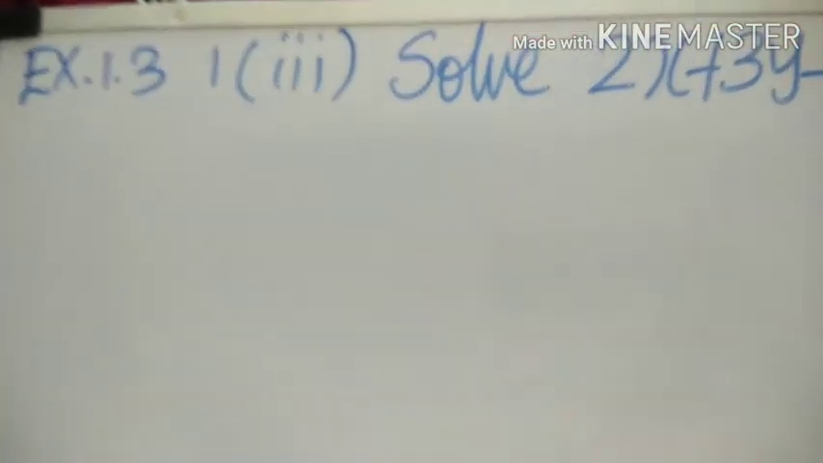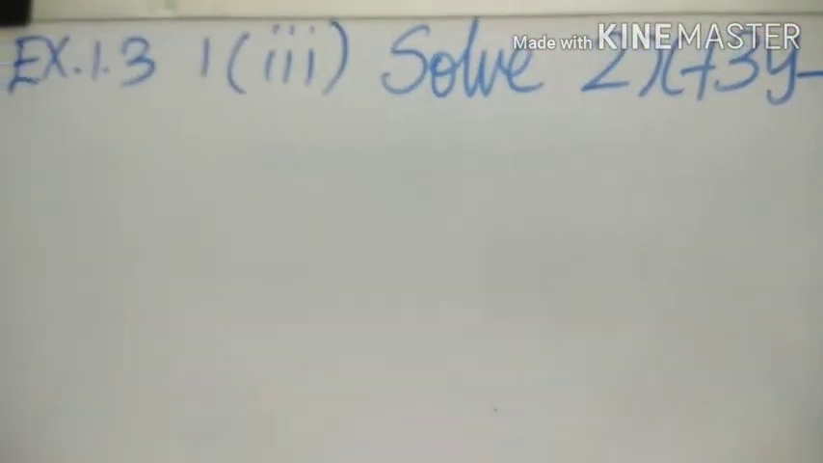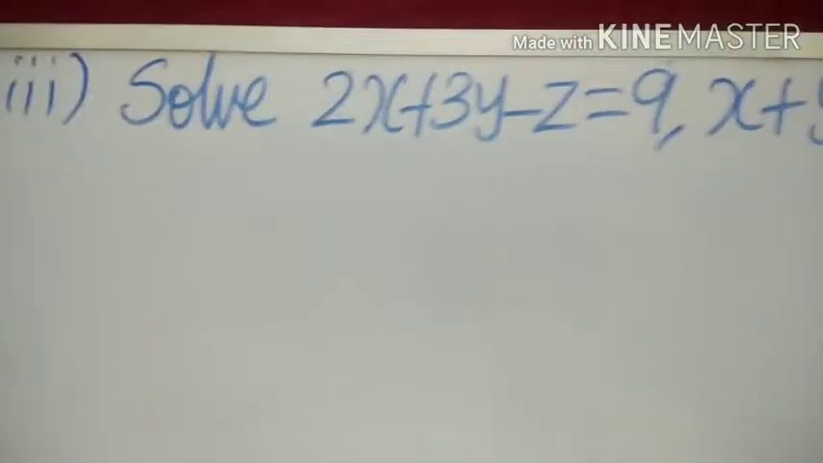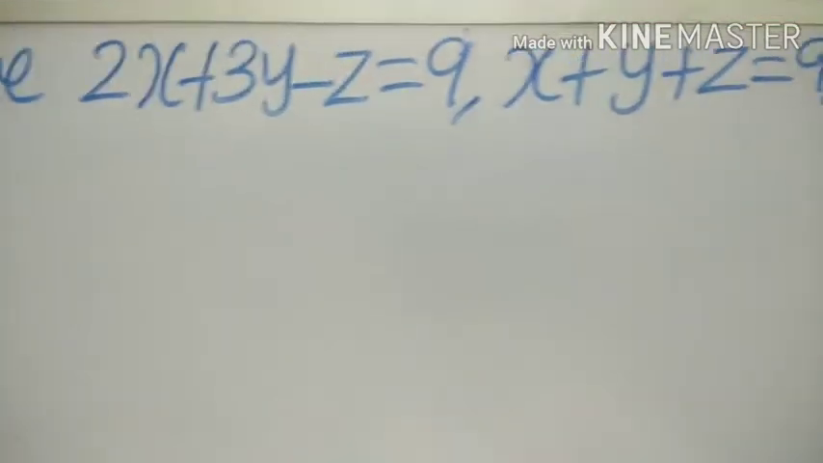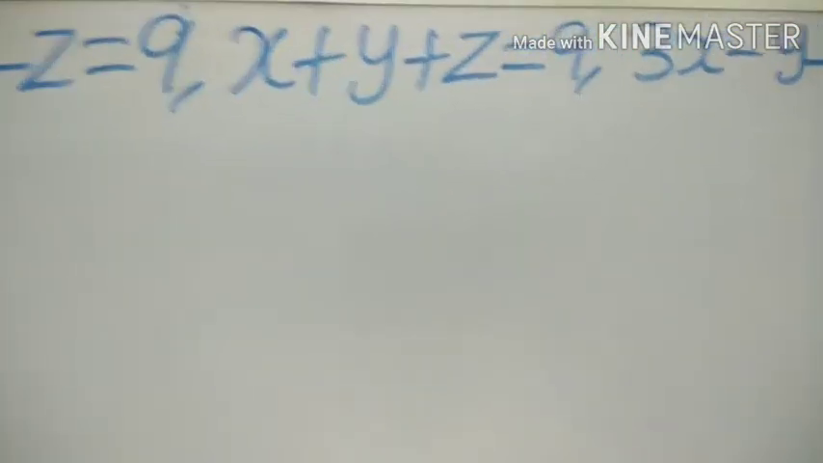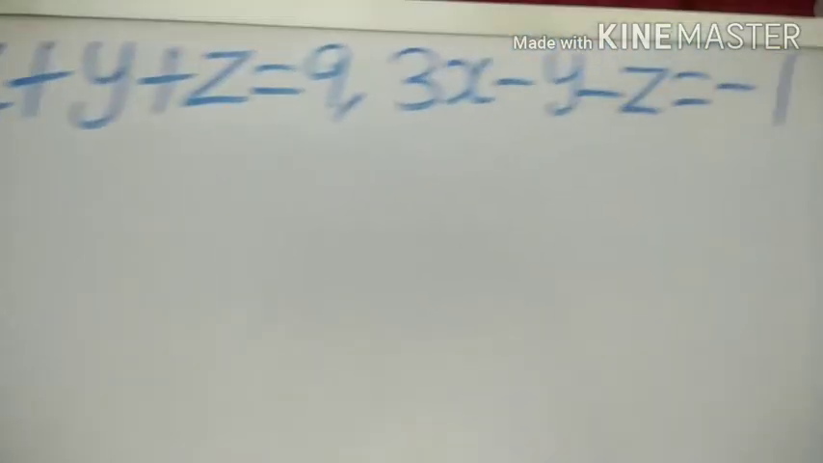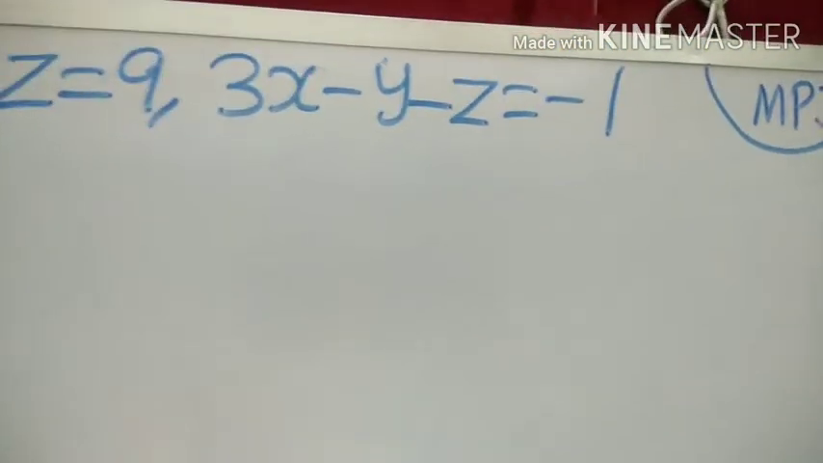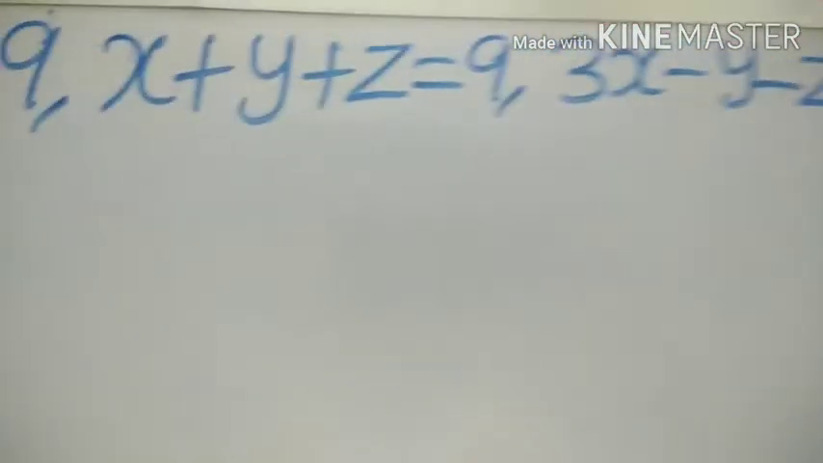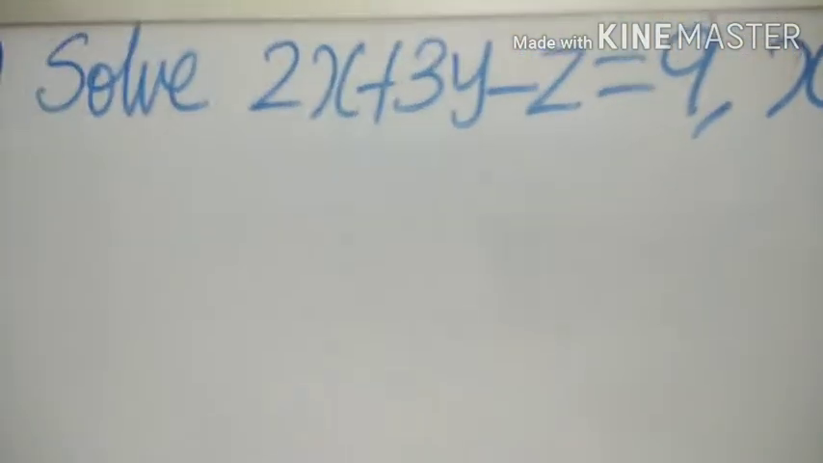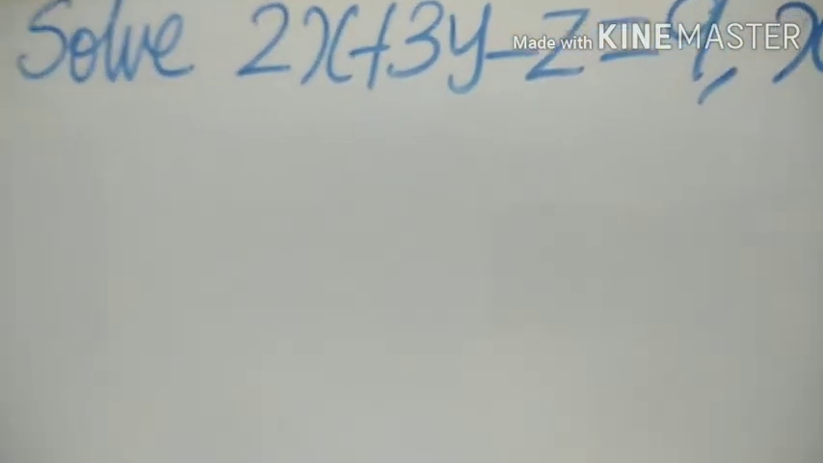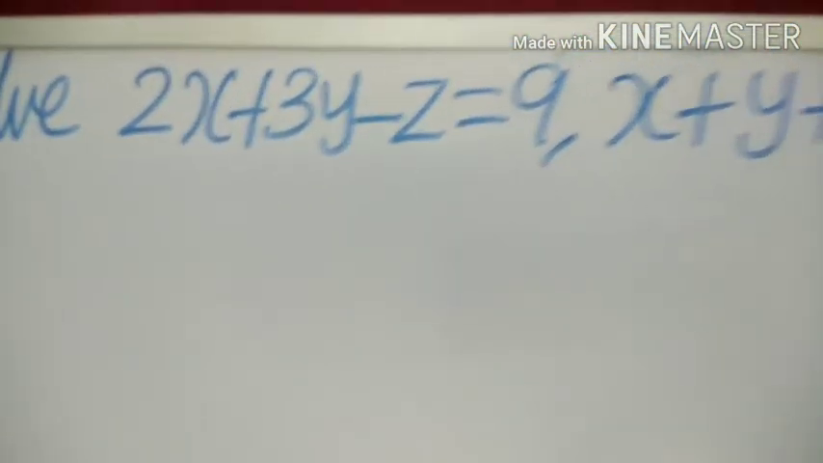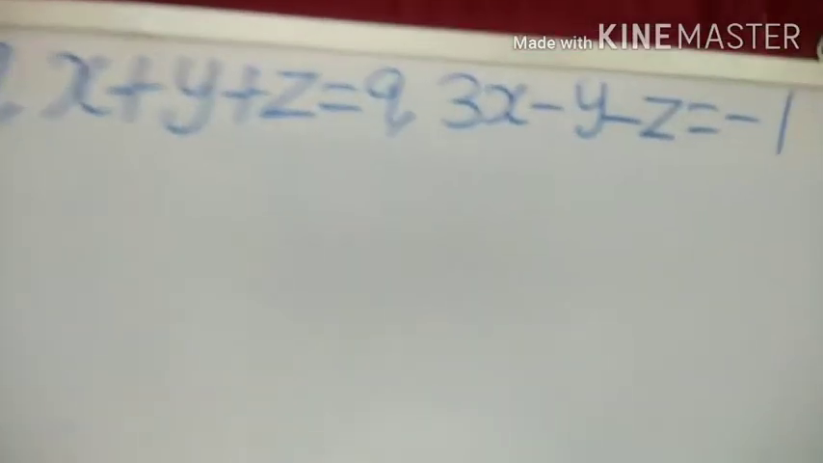Exercise 1.3, question number 1, third subsection. Solve. 2x plus 3y minus z is equal to 9. x plus y plus z is equal to 9. 3x minus y minus z is equal to minus 1. Now how many equations are given? 3. First thing, as in the previous problem, we are going to write AX equal to B form.